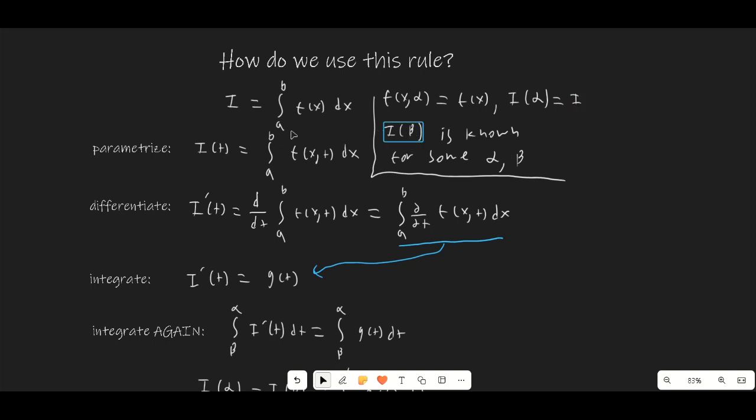Also, I want I of beta, or the integral from a to b of f of x and beta, to be known for some value of beta. That way, you'll see why we need that later. So we're going to differentiate, so we're going to get I prime of t, and this is going to be the derivative with respect to t of this whole thing. So again, we bring the derivative inside, and so we're going to get the partial derivative of f of x and t on the inside. Then we're going to integrate this function with respect to x. So the idea is once we've taken the partial derivative with respect to t, this function f of x and t becomes much, much easier for us to actually integrate. And so this leads us to get some value of I prime of t that's completely in terms of t with no integral or anything. It's just some function of t.